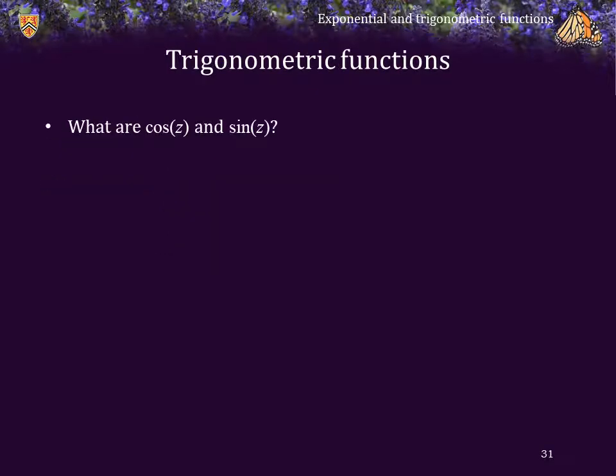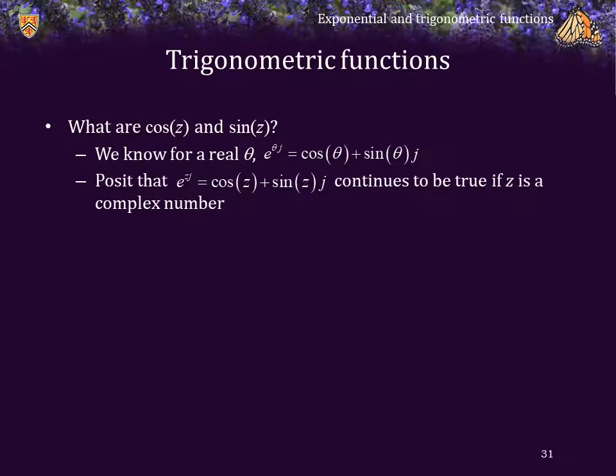Now, quick question. What is cos of z and sine of z for a complex argument? Well, we know that for a real theta, e to the theta j is cos of theta plus sine of theta times j. Let us posit that e to the z j is equal to cos of z plus sine of z times j, even if z is now a complex number. In that case, we have e to the zj is cos z plus sine z times j.